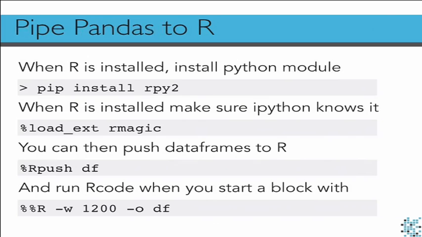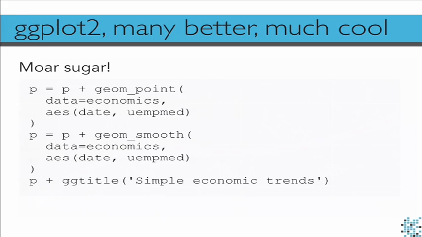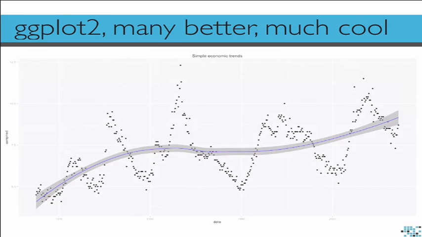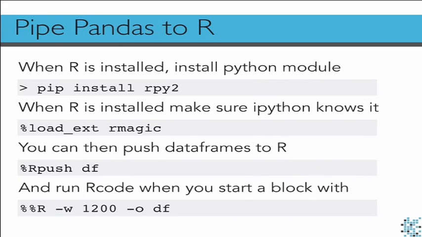So now we get to the part on how we can pipe pandas to R. The R language also has a notion of a data frame object, so everything you've seen here in the code is exactly how it's written in R. The only thing that we need to do is where it says data equals economics, that's where we need to have a data frame. But there is a very good functionality for piping a Python data frame to R. So what you will need is a module called rpy2. This is the module that allows for the communication between the two. When R is installed in IPython, you will need to say, hey, be mindful, also load R in. And you will then need to just push the data frame and run R code within a block.